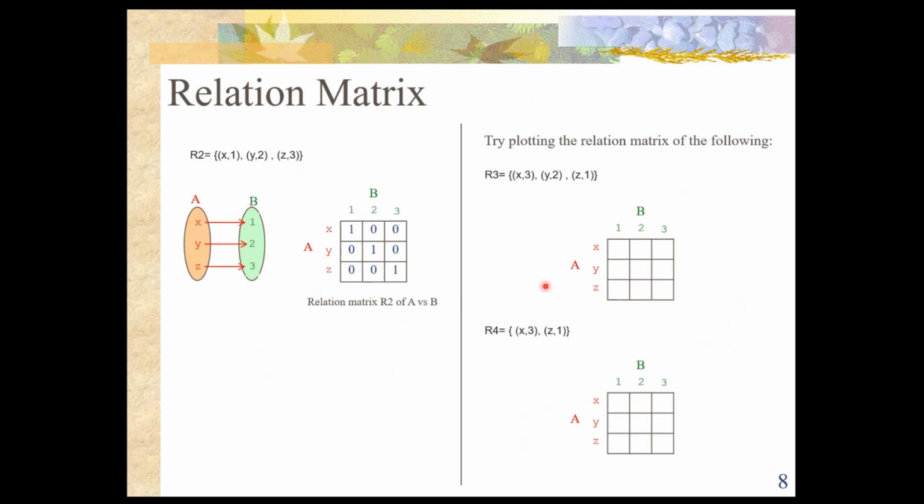Okay, so you can try plotting the relation matrix for the following relations. You see, they are all based on the same sets A and B, but the relations are different, as given by R3. These are the connections. How do you plot them into here? And then R4, another one. So I'll show a sample for R3, and you work out R4 on your own at your leisure. So let's try R3.